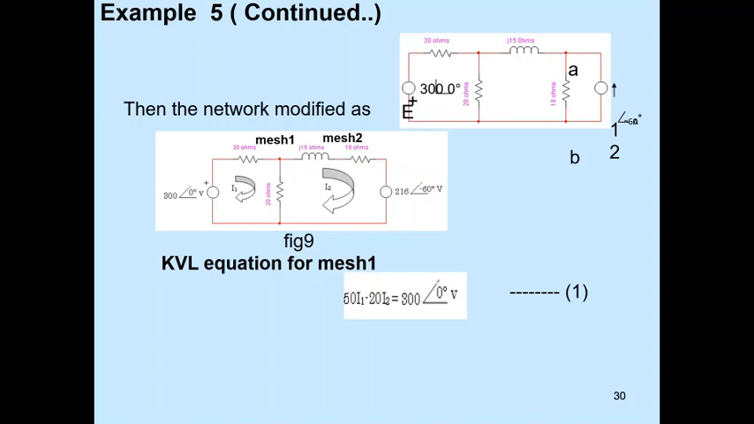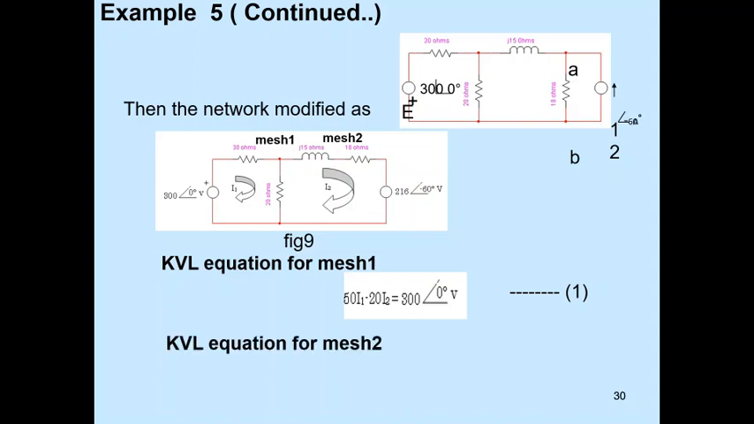So now we can write these 2 mesh equations by applying the mesh equation. First one is 30 into I1 plus 20 into I1 minus I2 is equal to 300 at an angle of 0. So by rearranging this, we can write that 50 I1 minus 20 I2 is equal to 300 at an angle of 0.